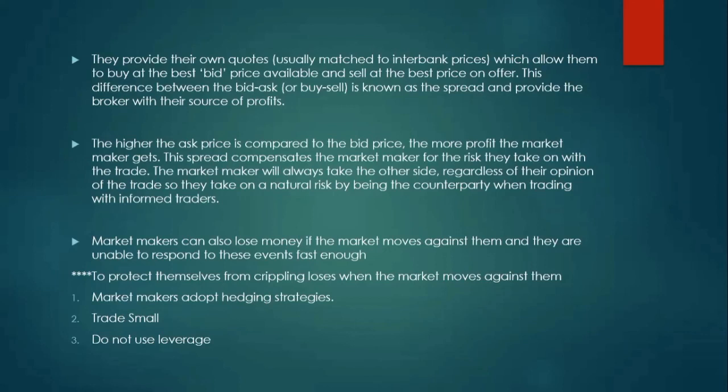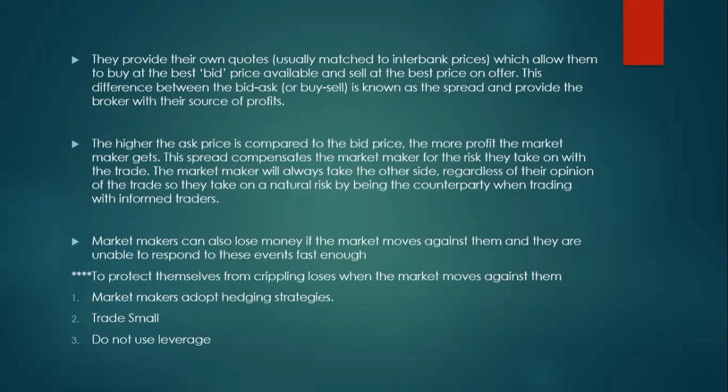They take on a natural risk by being the counterparty when trading with informed traders. The more informed you are, or the more profitable you are with a broker, the more you pose as a risk for them. So this is why we get market manipulations. This is why sometimes conventional trading methods trade against the retail trader or the less informed trader, right? Because if the majority of us are good, then they don't get to make their money. Remember, whenever we make money, they lose money.